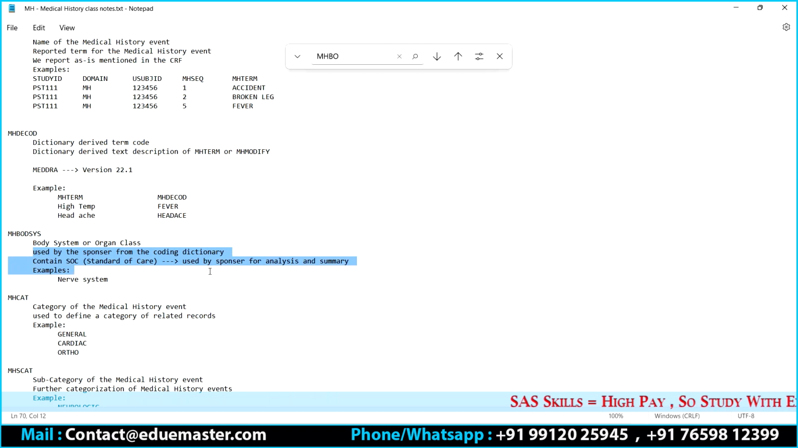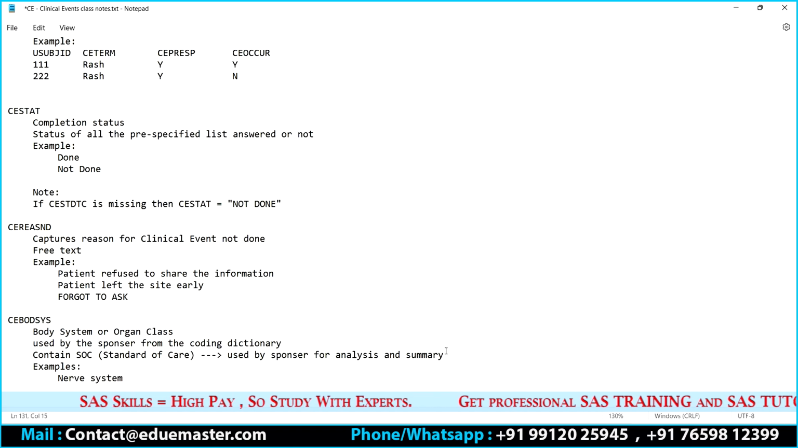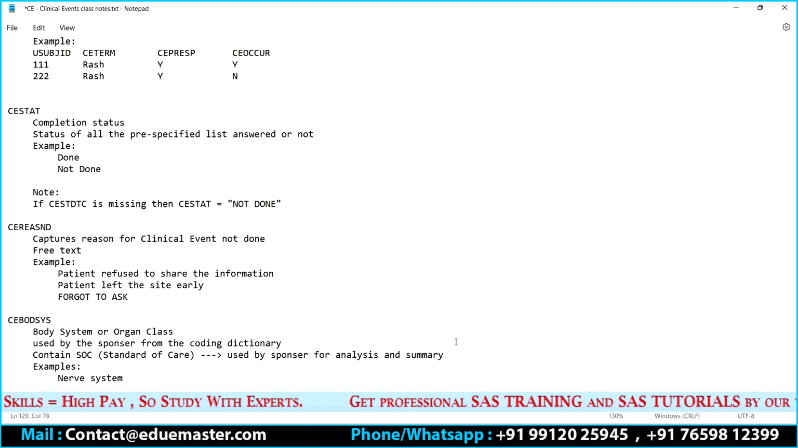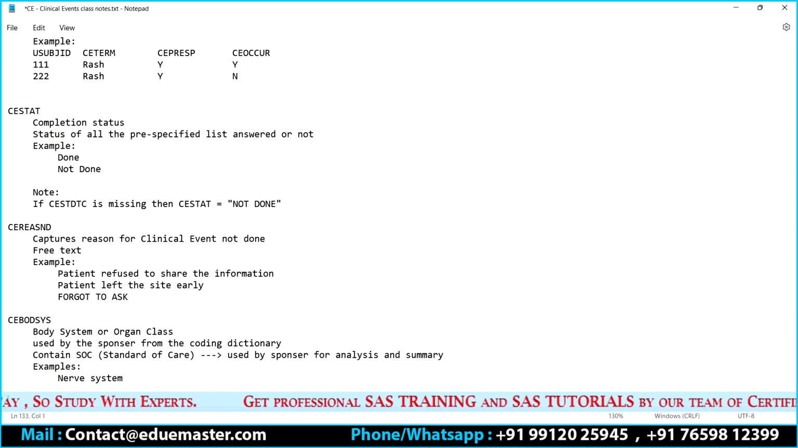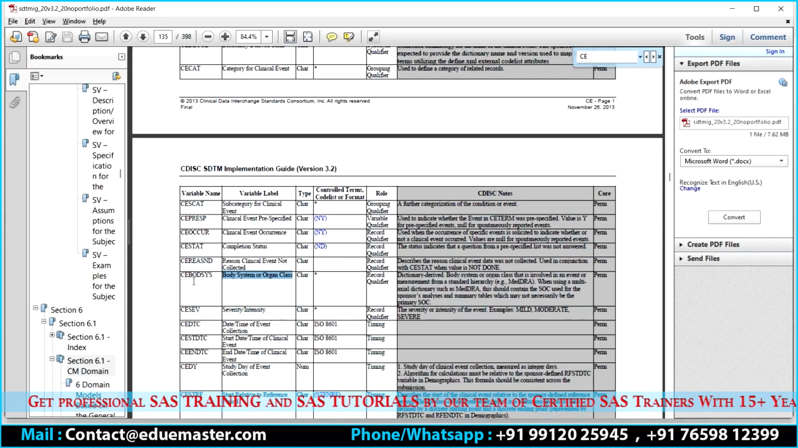As per your MedDRA, you are going to write it. It contains standard of care information. Copy this. The same thing you are going to mention here as well. Remember, that's the reason I just told you a couple of minutes back. If you know what kind of data is flowing in the system, that is more than sufficient, because all of them are going to be similar.